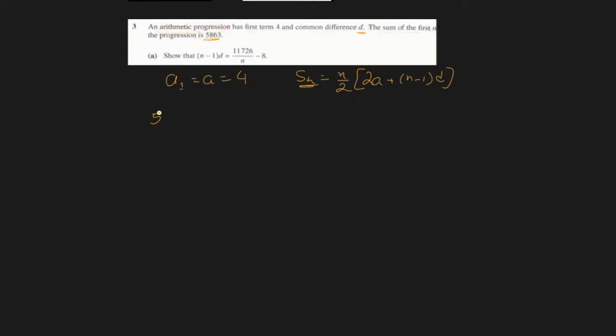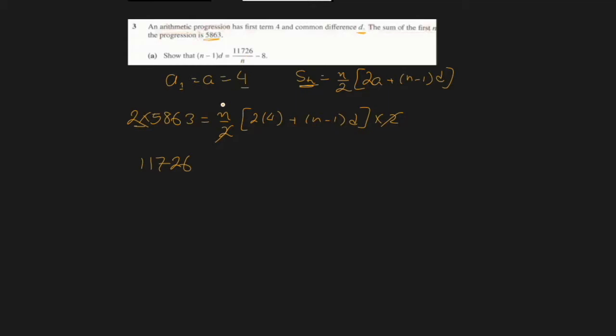So let's write 5863 equal to n over 2 times (2 times a, which is 4, plus (n minus 1)d). Let's get rid of this 2 first. Multiply both sides by 2 so that this 2 and this 2 cancel out. So 2 times 5863 will be 11726, the same number they are giving here.